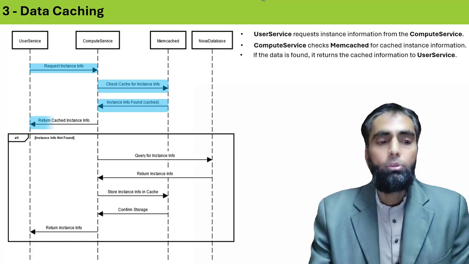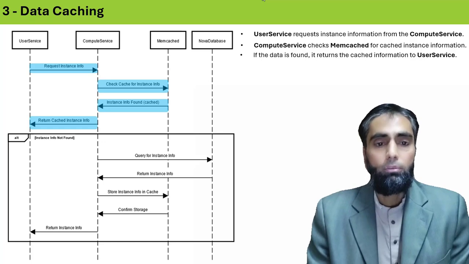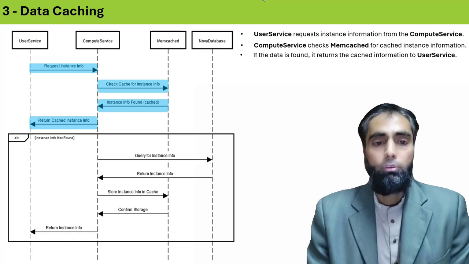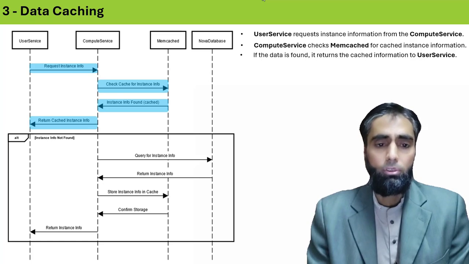And in case the instance information is not found, then the other service which is responsible for maintaining the information about the instances retrieves it. In case of compute service, it retrieves the instance information from the Nova database. And once this information is received, then the compute node sends this instance information to the Memcached for storage.